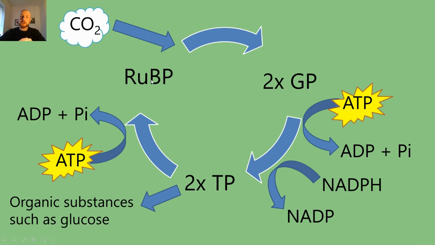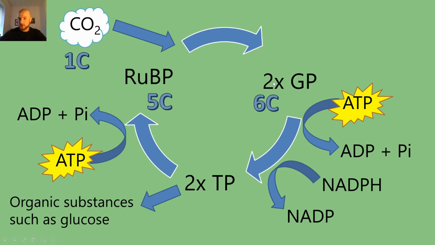So first of all, we have RUBP. It combines with carbon dioxide to form 2 times GP. So we've got a 5-carbon RUBP going to 2 lots of 3-carbon, so 6 carbons total. We then go from GP to TP, and that's going to form ADP. So we're basically going to have the breakdown of ATP, and it's also going to form NADP. Now from the TP, we then go back to RUBP, and that uses another molecule of ATP, which we get from the light-dependent reaction, and it forms organic substances such as glucose, but it could also form things like amino acids or glycerol.